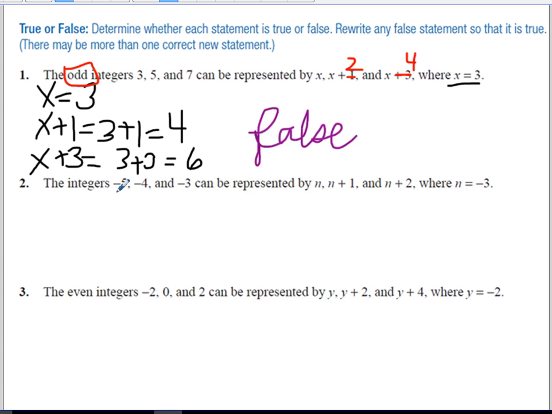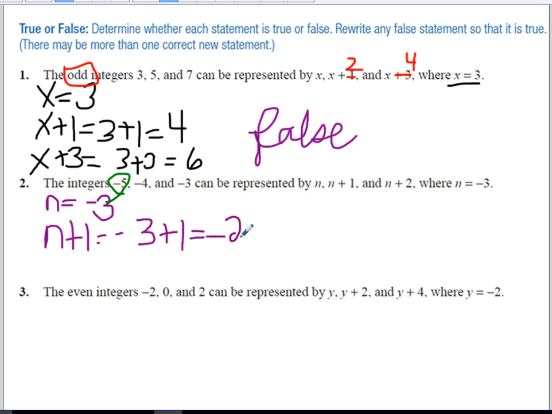The integers -5, -4, -3 can be represented by n, n plus 1, n plus 2, where n equals -3. So they're telling us that n, instead of x this time, it doesn't matter which variable you use, equals -3. Remember, that's supposed to be the smallest one, and it's not in this case. The smallest one is supposed to be -5. And if we tried to do this, then n plus 1 would equal -3 plus 1, which would actually equal -2.